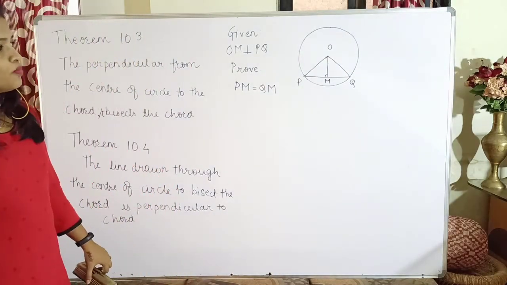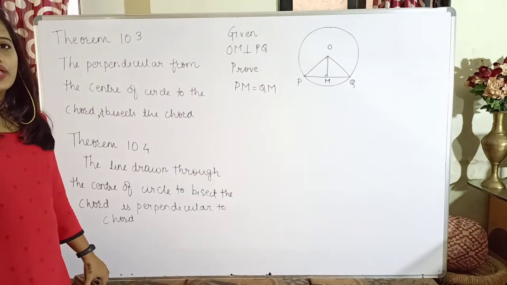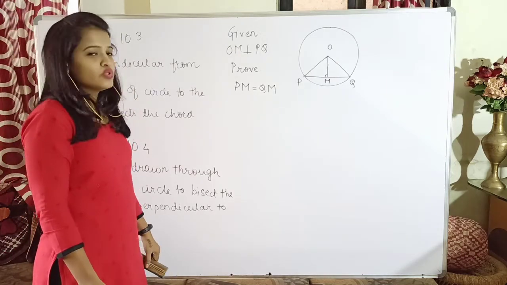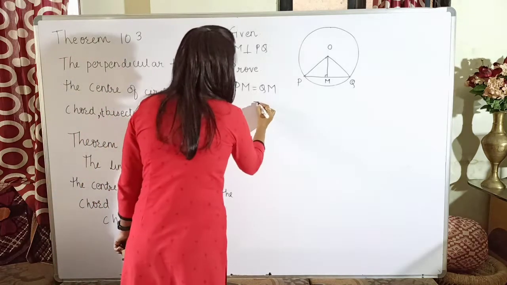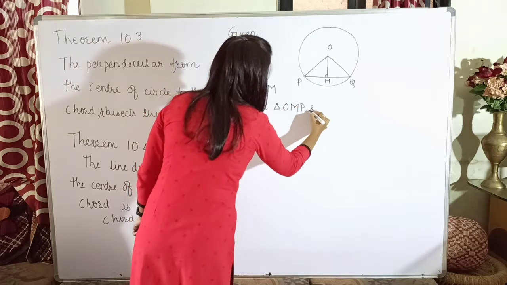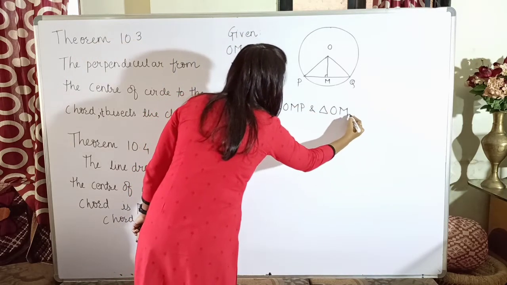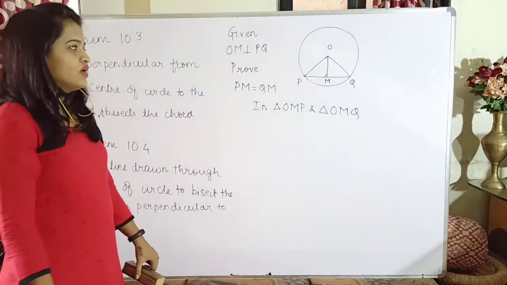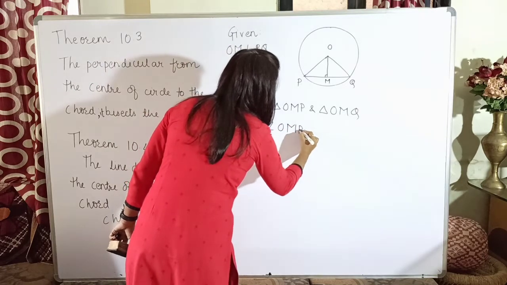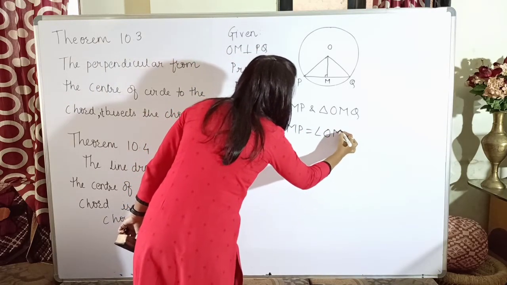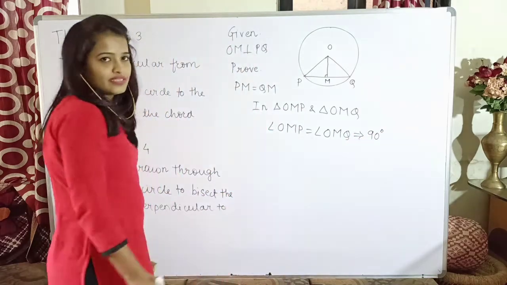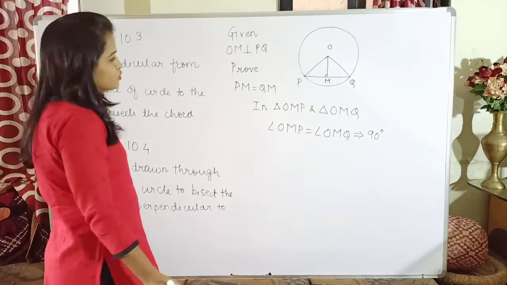So if I show triangles OMP and OMQ, these two triangles as congruent, definitely I can show PM equal to QM by CPCT. So now let us consider the respective two triangles. So in triangle OMP and triangle OMQ, okay, what do I have? I have one angle as 90 degree. So let us write down that angle OMP is equal to angle OMQ. Okay, why? Because both are 90 degree. That too why? Because we have drawn OM perpendicular to PQ.